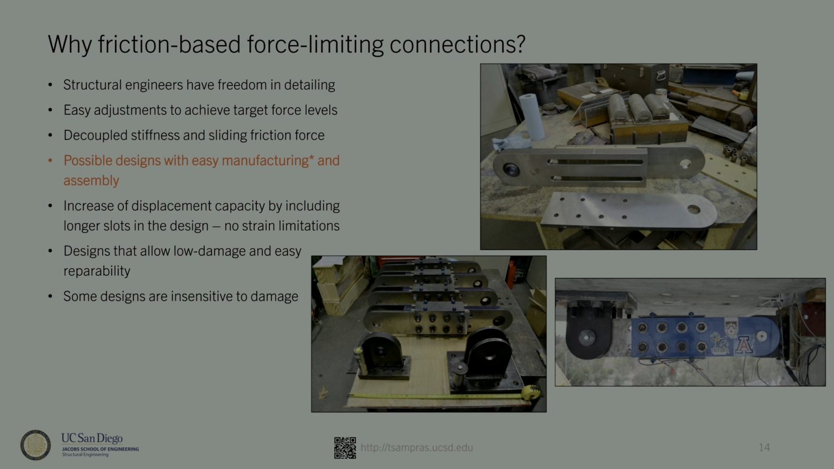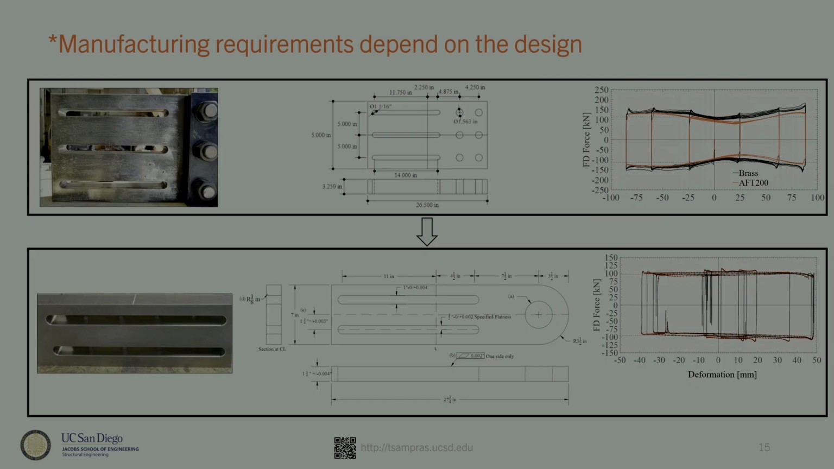Now, it is possible to have easy manufacturing and assembly for these components, and I put an asterisk next to manufacturing because it can be easy, it's not always easy. And here's an example of what can go wrong. So on the upper figure is the wrong, and the bottom is the right.